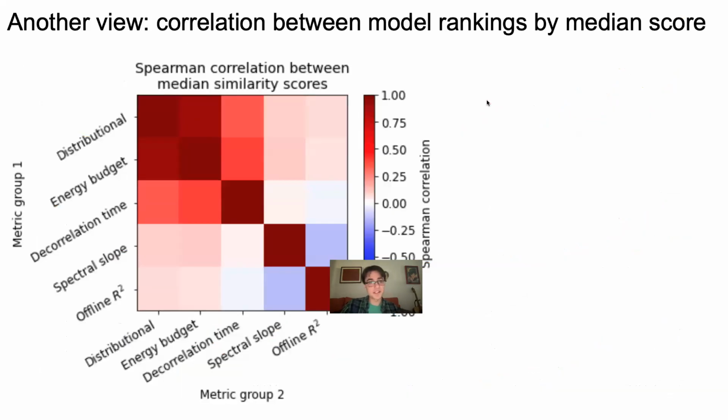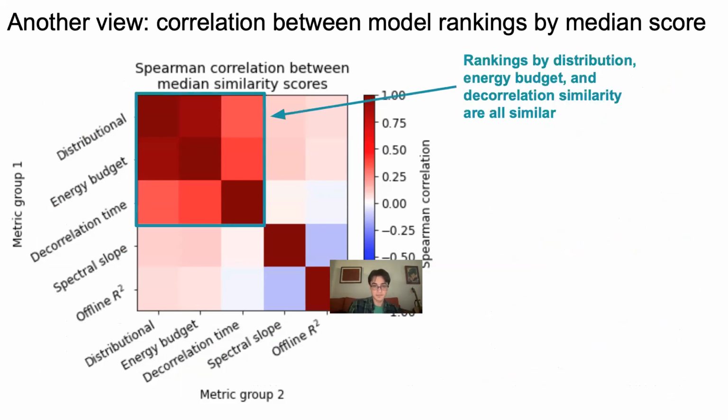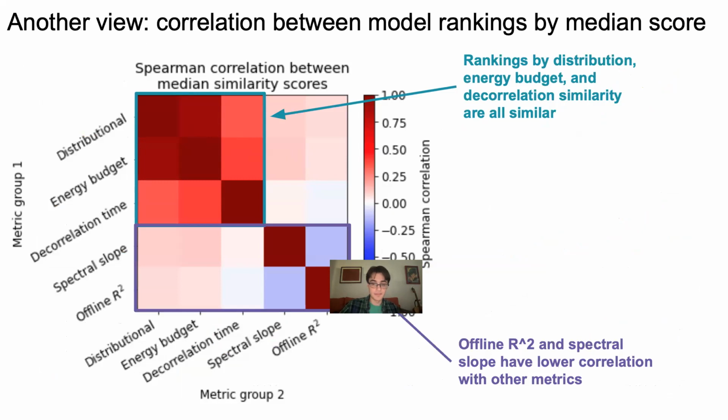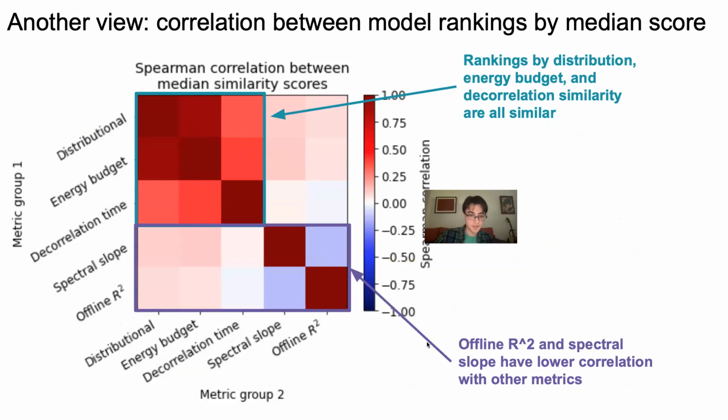We can also visualize this by looking at the correlations between the rankings you get if you rank all the models by the median score in each group of metrics. This is repeating the same thing, but we can see that the rankings we get when we rank models by distributional, energy budget, and decorrelation time similarity are all relatively similar, while the offline R squared and spectral slope rankings are a little less correlated, especially offline R squared.